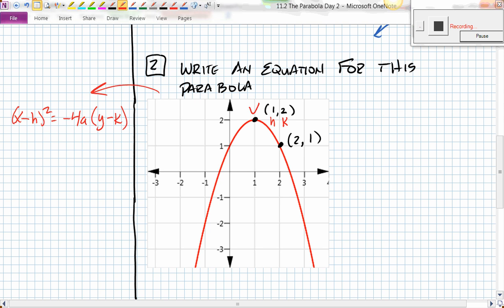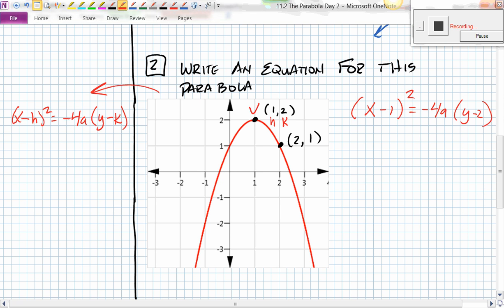We know what H and K are, don't we? Yeah, so we can plug that in right away. So we're going to have this. We're going to have x, let's see here. H is a value of 1, so I'm going to have x minus 1 squared equals negative 4a times y minus 2. You guys agree with that? All right, cool.